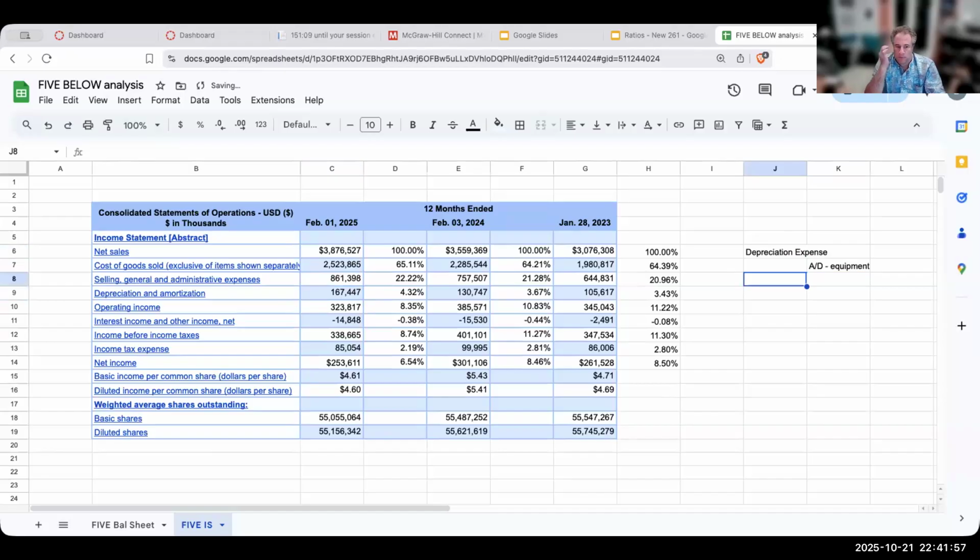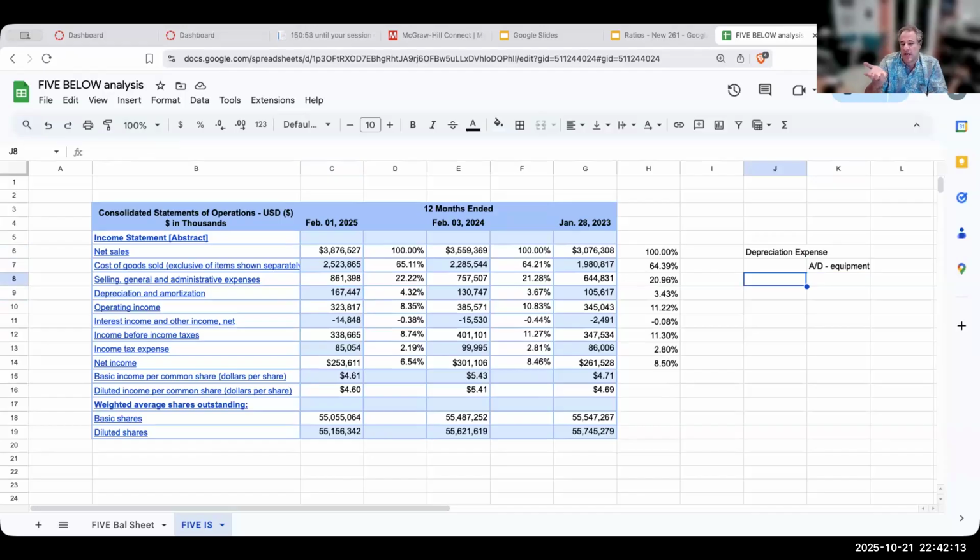Why is this significant? Because depreciation expense is a non-cash item. A lot of analysts will go through and potentially add this back. Again, it depends on the analyst doing it, but it is a non-cash item.